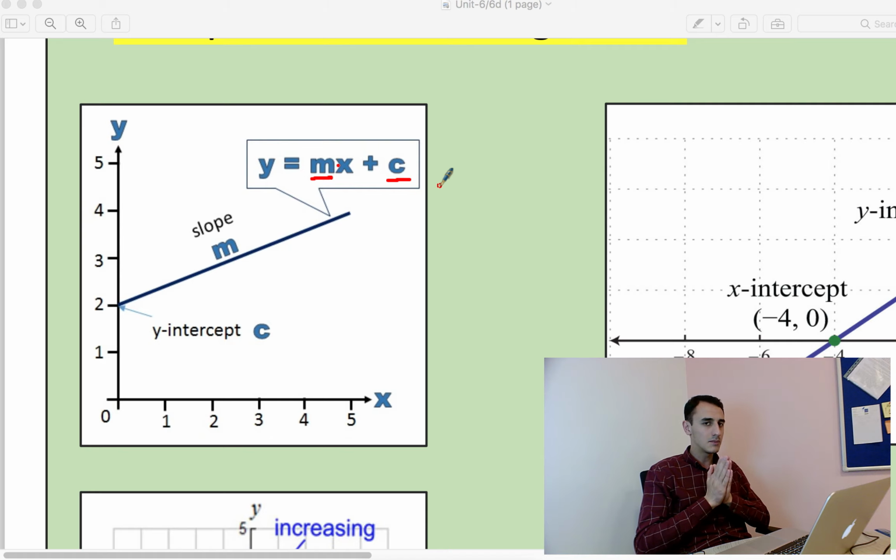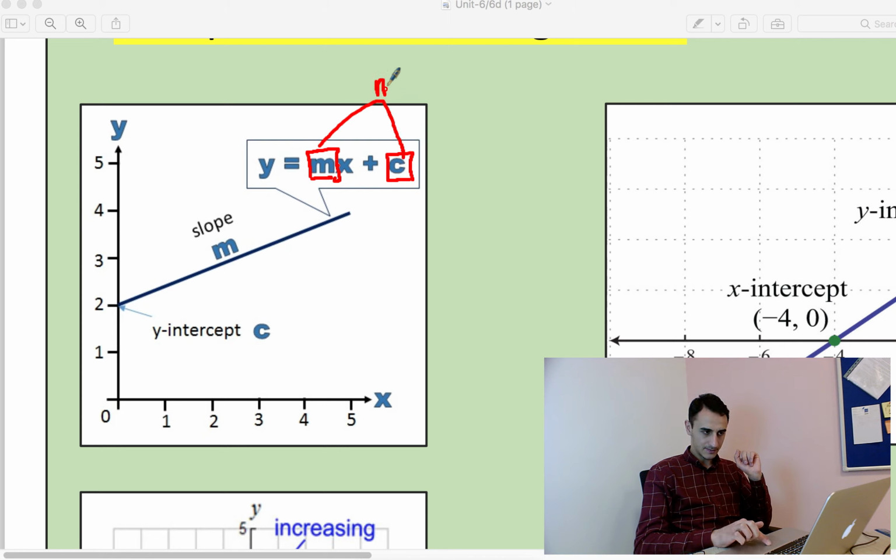m is a kind of number. It can be a fraction, it can be negative, it can be positive, okay? And the next number, which we add or subtract at the end, is called c, okay? This is m, and this is c. Both are numbers.